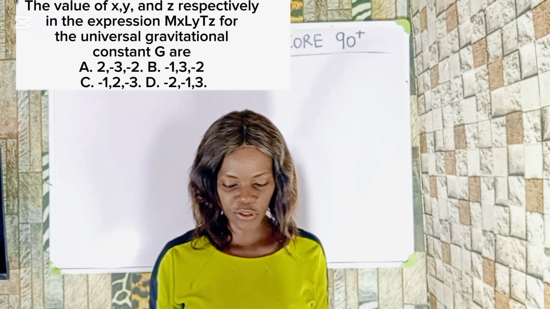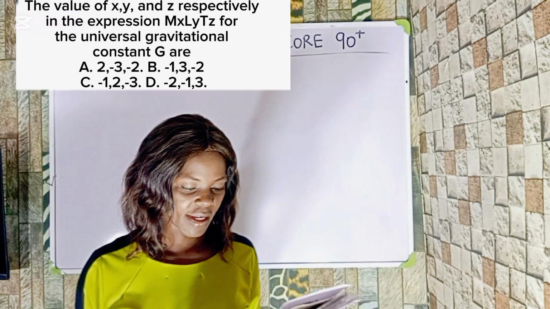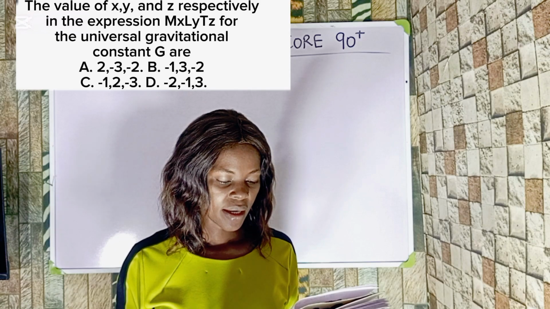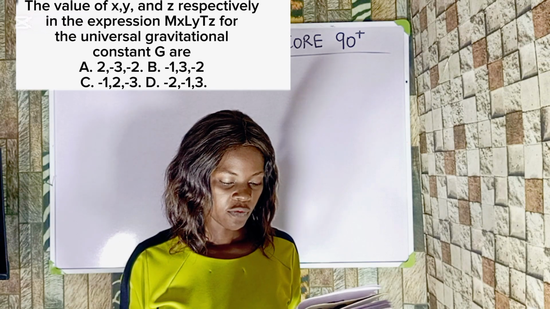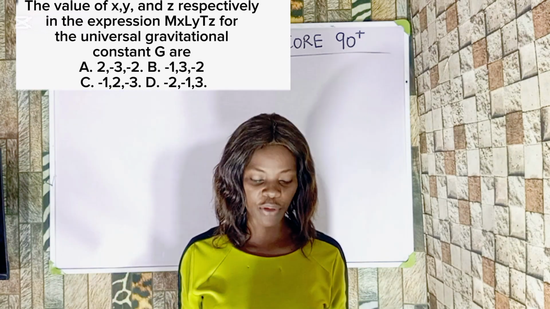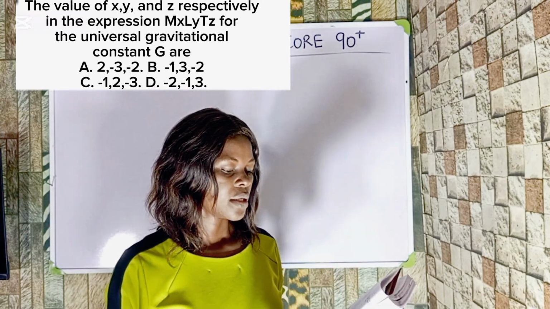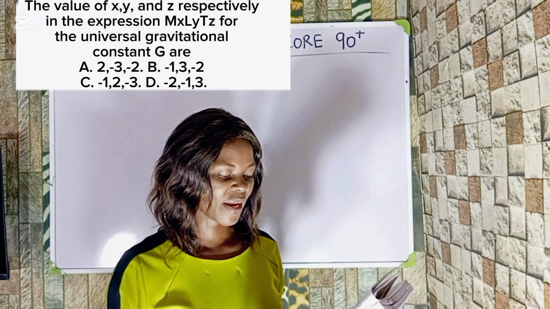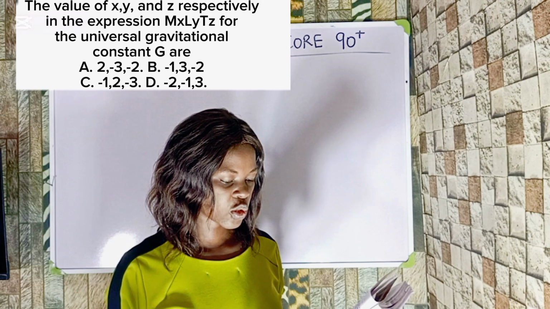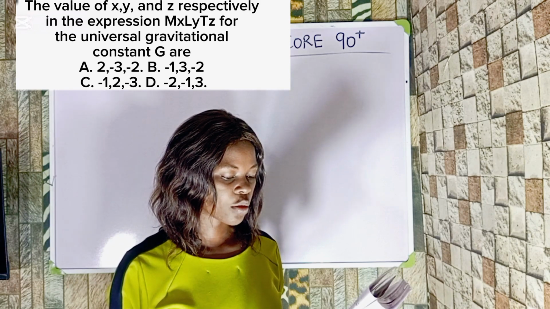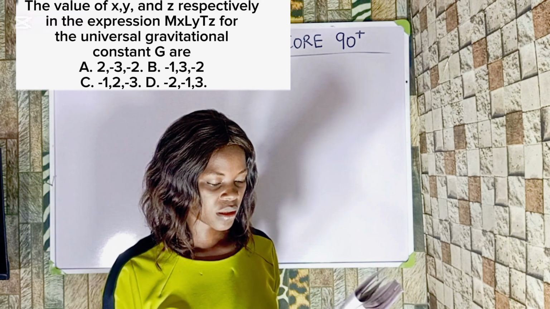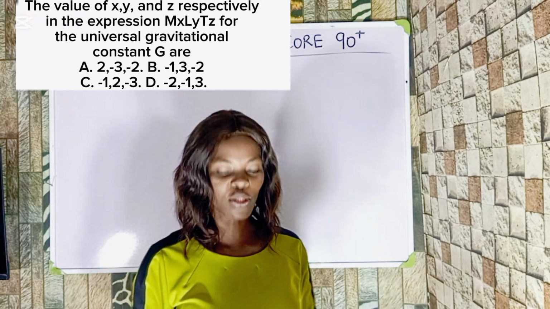Now I'm reading through the past question. The question says, the value of x, y, and z, respectively, in the expression m power x, l power y, and t power z for the universal gravitational constant G are dash. You can see the options below, okay? Option A, 2, minus 3, minus 2. Option B, minus 1, 3, minus 2. Option C, minus 1, 2, minus 3. Option D, minus 2, minus 1, 3. Do you understand? So we're going to analyze this question.